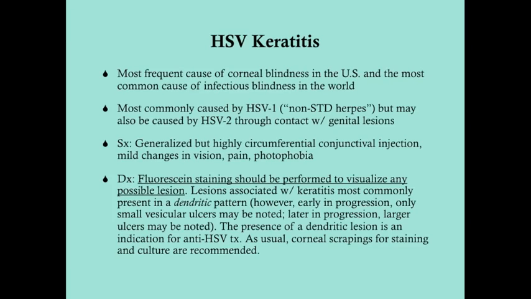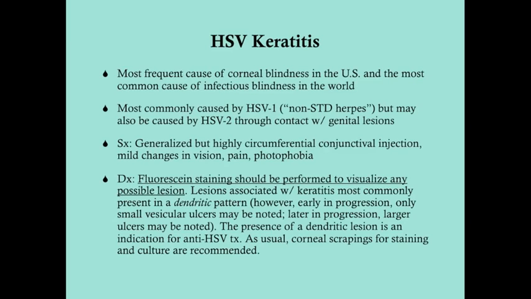Herpes simplex 1 typically will occur in the mucocutaneous distribution of the trigeminal nerve, and in that manner it can cause keratitis. The symptoms are the same as for any keratitis: generalized but highly circumferential conjunctival injection, mild changes in vision, pain, photophobia, and so forth. Diagnosis: same way you diagnose any keratitis. If you suspect keratitis, you should get fluorescein staining, and that will help you visualize any possible lesion.